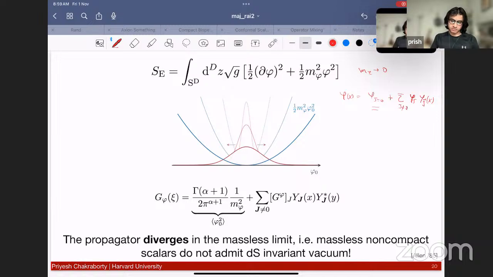In this plot, in blue, what I'm plotting is the potential or the action for the zero mode. The zero mode doesn't see a kinetic piece because it's isotropic. What it only sees is the potential, and it's just quadratic over here. And in red, what I'm plotting is the exponential of minus the action of phi 0, which in this case is just a Gaussian. It's the thing which weights the zero mode in the path integral.